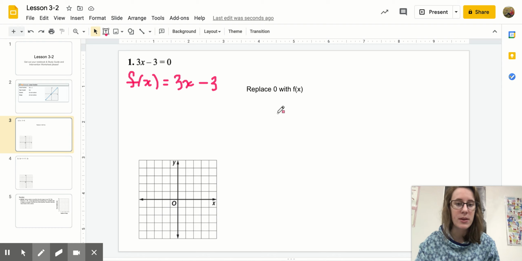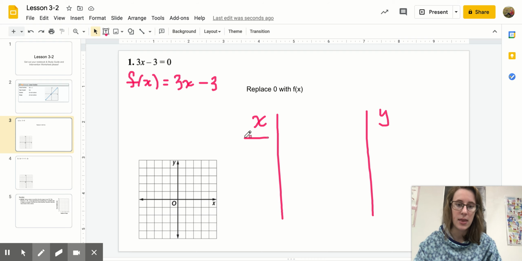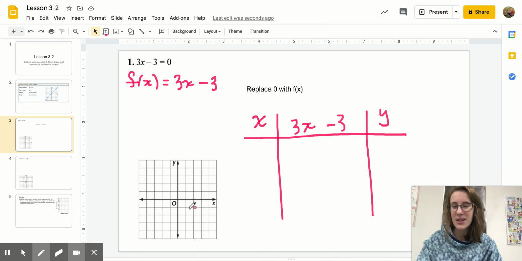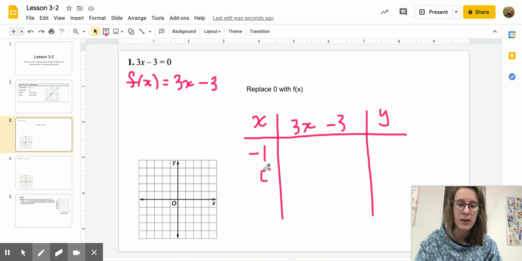Then what we're going to do is make a table, just like we did with the true, false type of thing. We're going to make a table again. Inputs and outputs. And then we're going to use our function here, this 3x minus 3. We're going to check out some x values, and then we'll be able to graph it. The easiest numbers that I find are -1 and 1. You could also do -2 and 2, whatever you want here, but I'm going to go -1, 0, and 1.